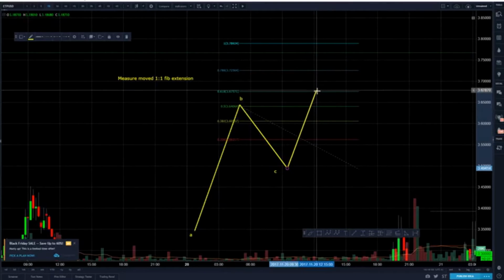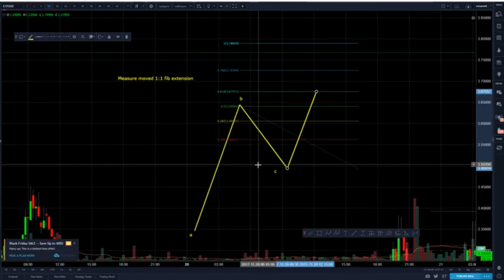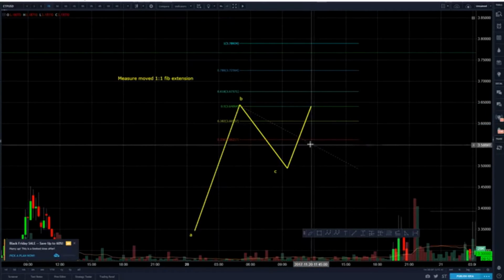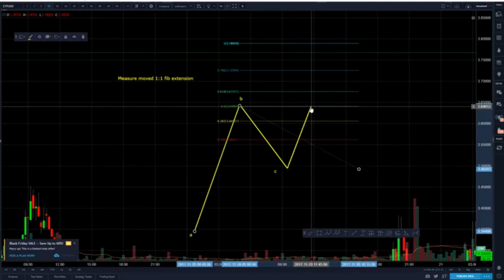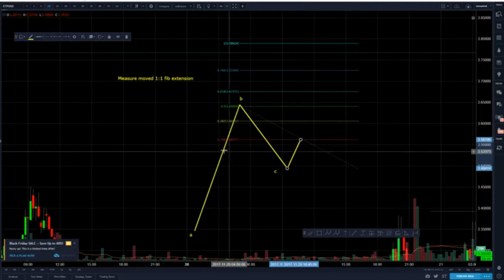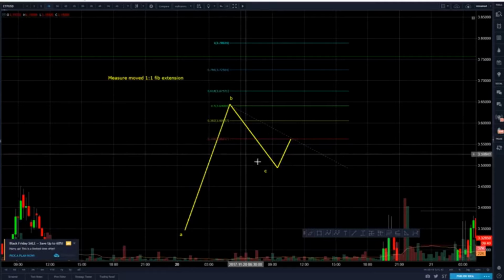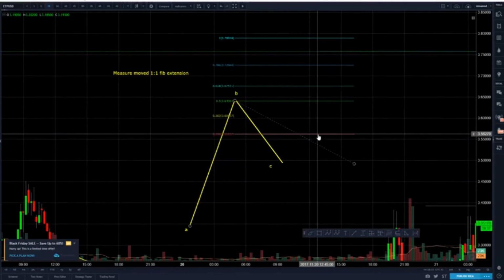What about 61.8? That means it would move 61.8% of the original move. What about 0.5? So 0.5 would mean that it's moving 50% of the move, right? And what about the 236? That would mean that it's moving 23.6%. Now let's just give a few examples before we jump into it.